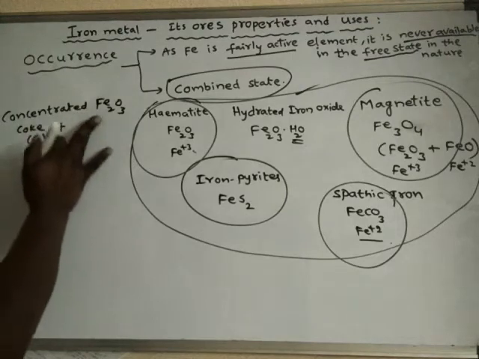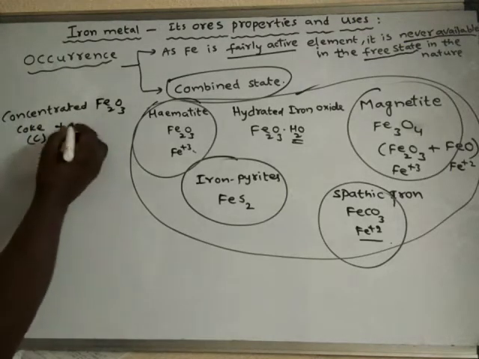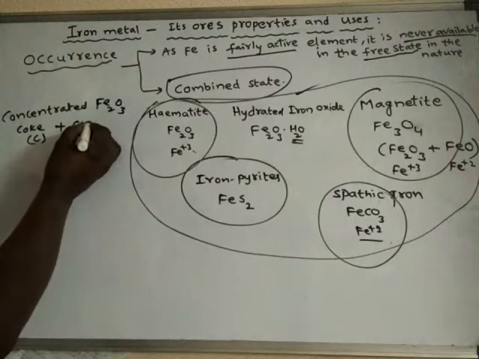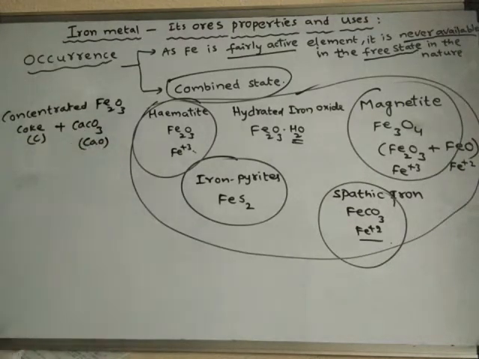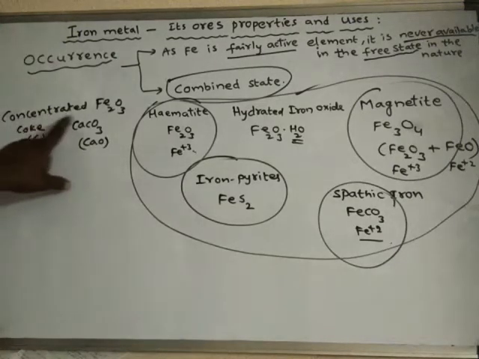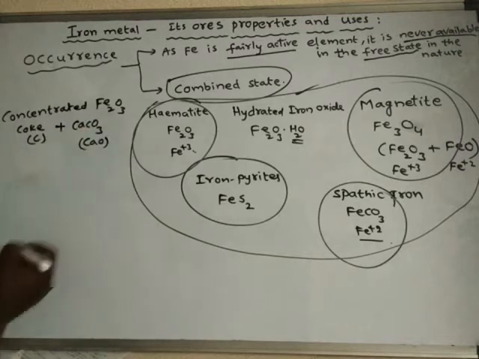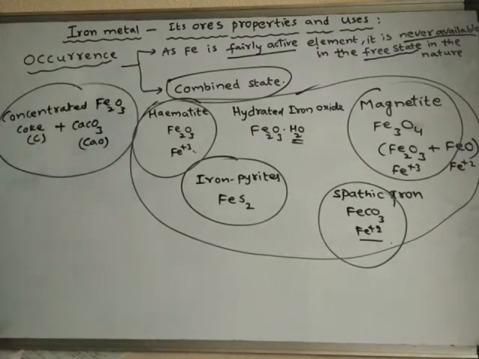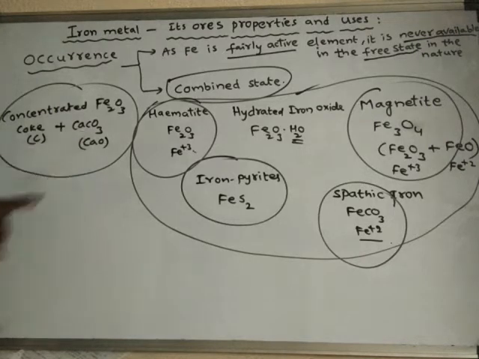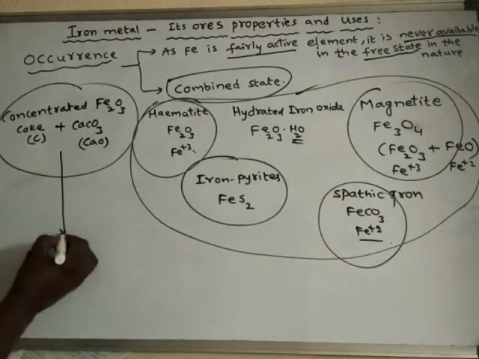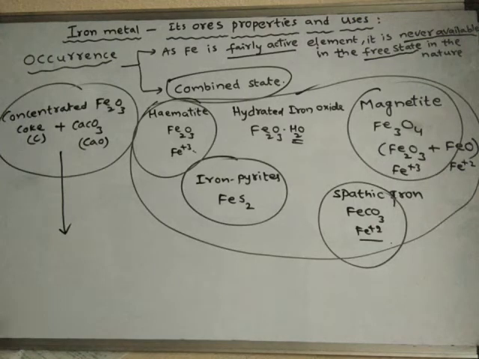Lime. It is also mixed with lime. Lime means calcium carbonate or else calcium oxide. So now this concentrated ore is mixed with coke and lime, and it is heated to very high temperatures in a furnace known as a blast furnace.